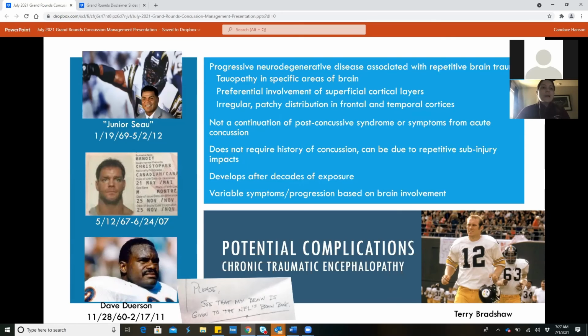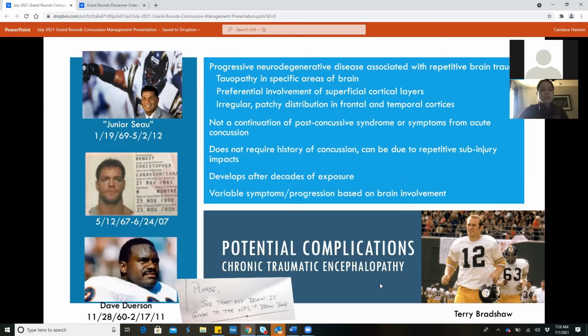So develops decades after exposure to those micro injuries or repetitive concussions, variable symptoms and progression based on brain involvement. But it's a tauopathy in specific areas of the brain, preferential involvement of superficial cortical layers, and particularly the frontal and temporal cortices.